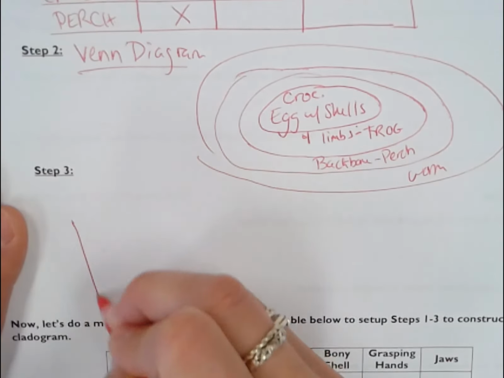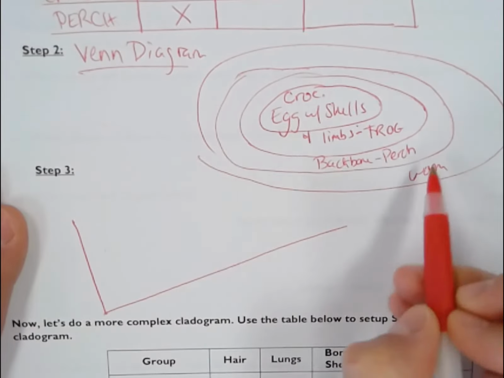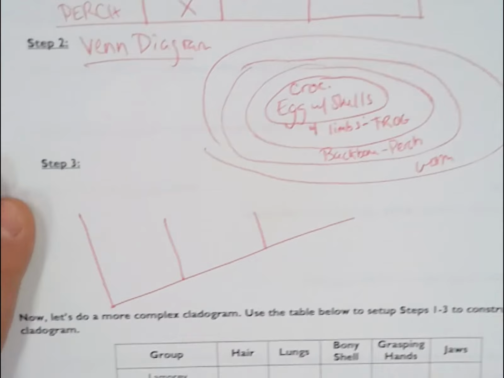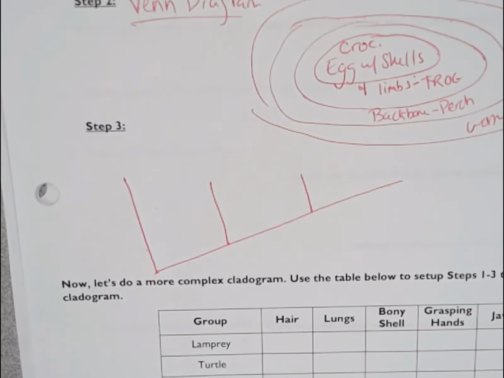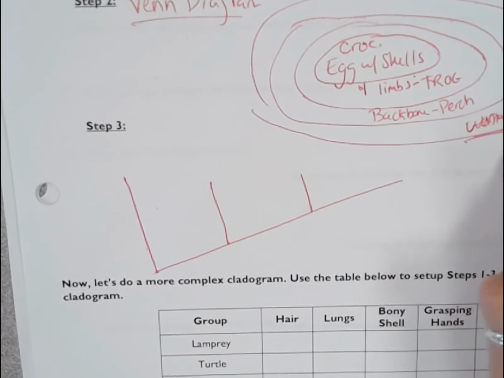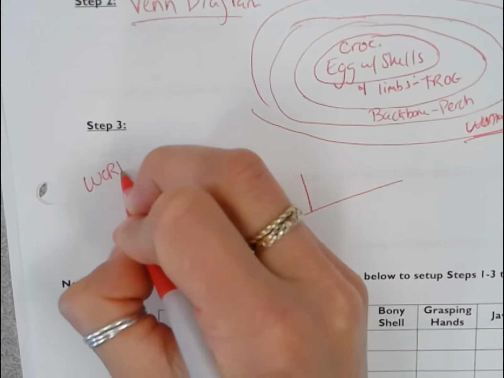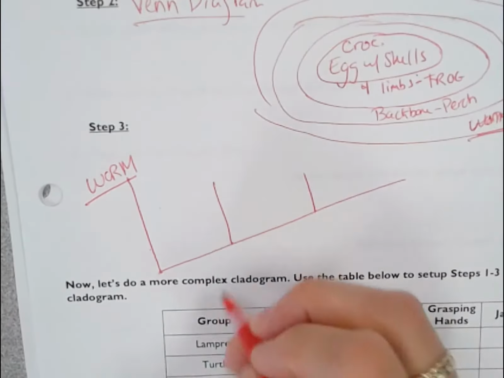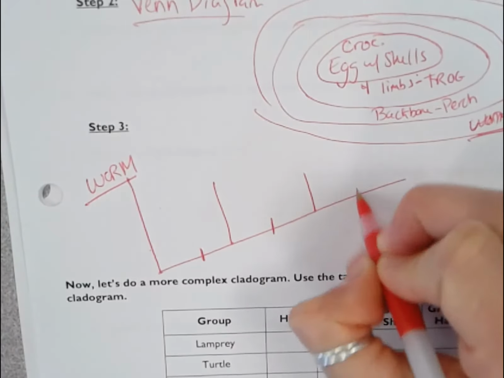So how many species do we have here, guys? Good. So we're going to have 1, 2, 3, and 4 for our descendants, okay? What did we already say will have none of the traits? The worm, which is our outgroup. Let's write that first, okay? Then how many traits do we have to put on here? 3. So we need 1, 2, and 3.